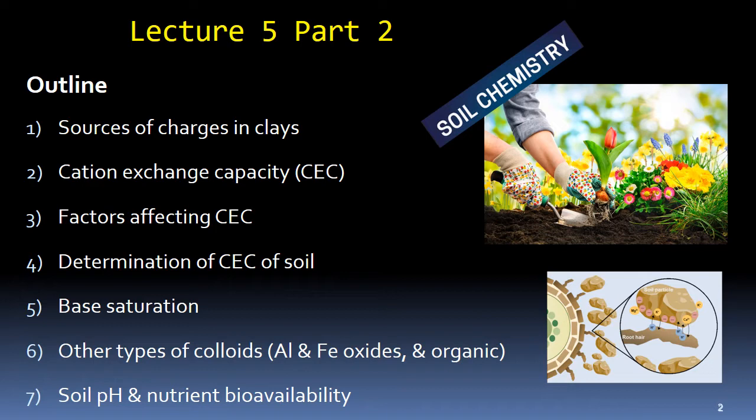Then we're going to learn about base saturation, and then discover other types of colloids. As you remember from the previous lecture, we have crystalline clays, and then we have other types of colloids, which are basically the aluminum and iron oxide or organic colloids. And finally, we're going to see how soil pH is related to the concepts of charges and cation exchange capacity, and how soil pH affects nutrient bioavailability.